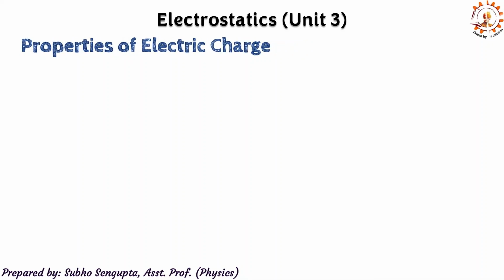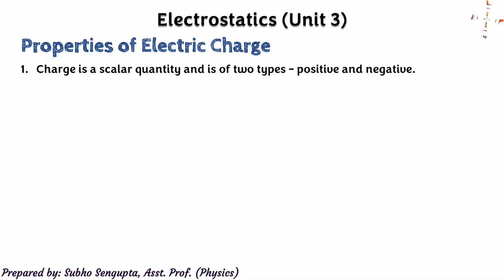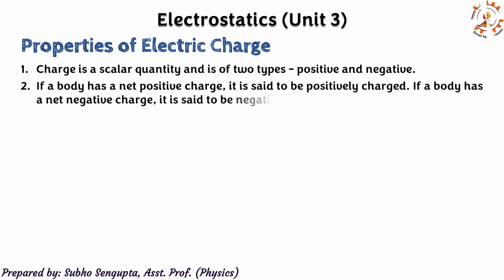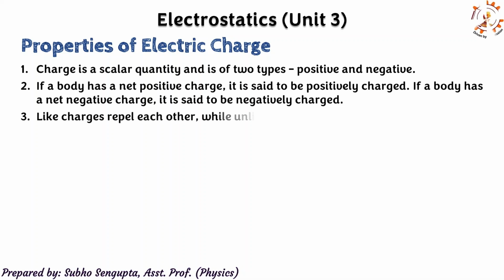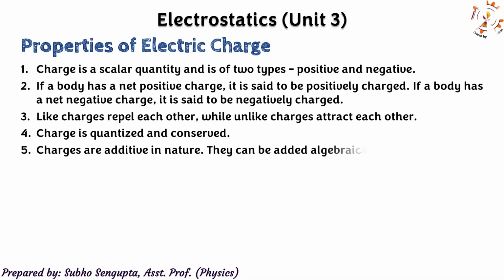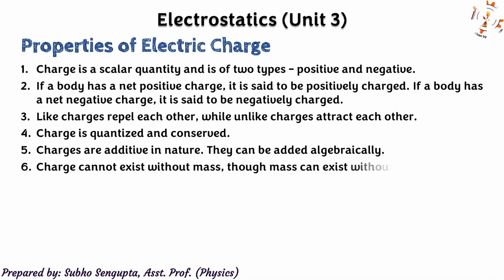Let us now write down the properties of electric charge. Number 1. Charge is a scalar quantity and is of two types, positive and negative. Number 2. A body is said to be positively charged if it has a net positive charge. Similarly, a body is said to be negatively charged if it has a net negative charge. Number 3. Like charges repel each other, while unlike charges attract each other. Number 4. Charge is quantized and conserved. Number 5. As we can add charges algebraically, charges are additive in nature. Number 6. Charge cannot exist without mass, though mass can exist without net charge.